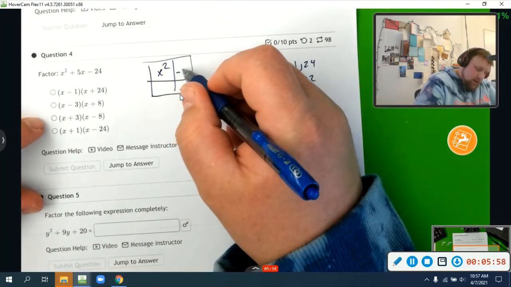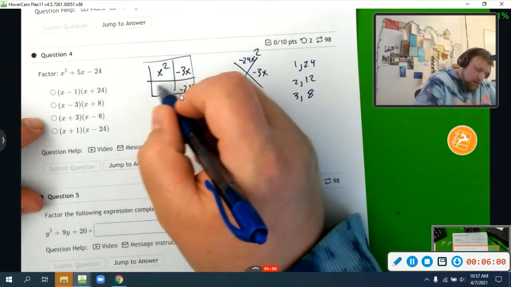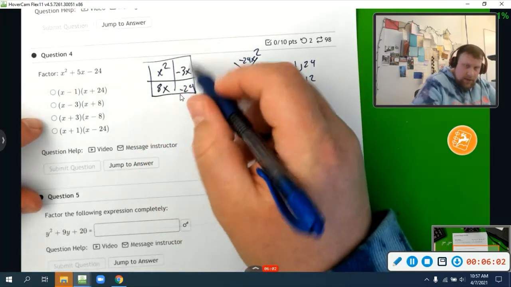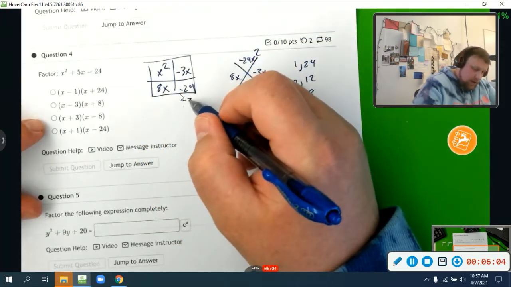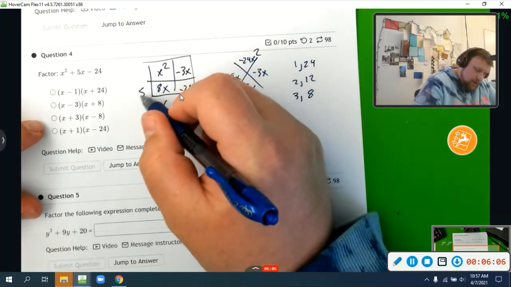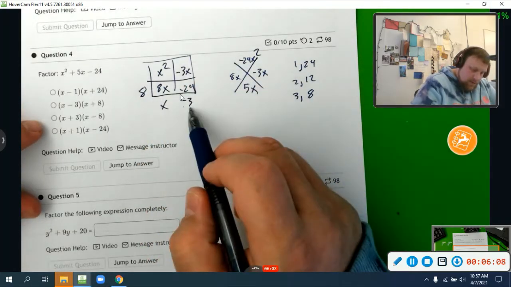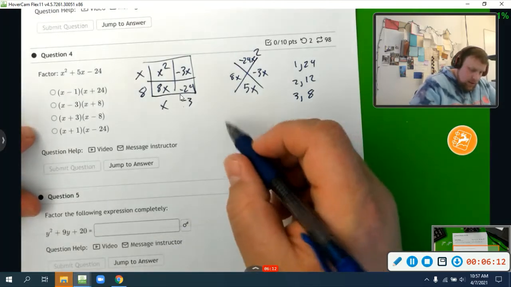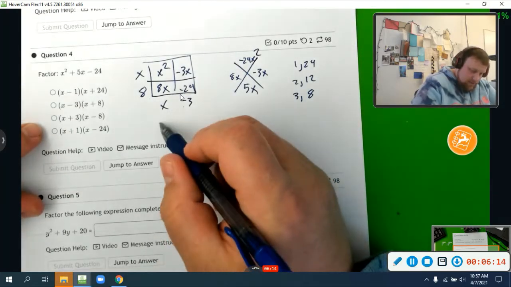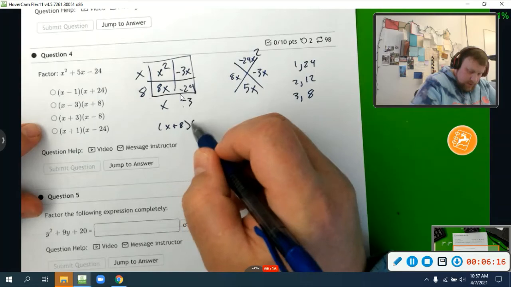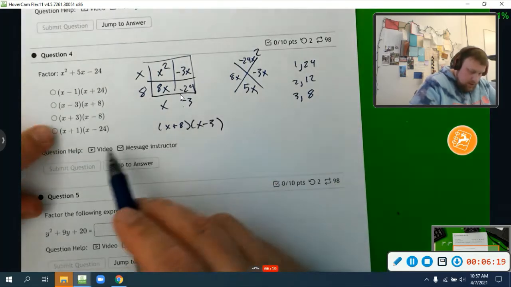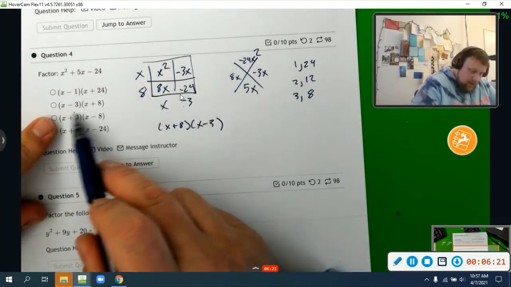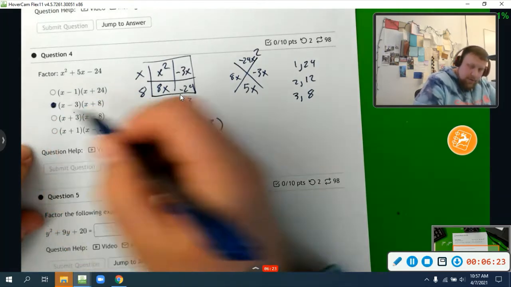So I'm going to put negative 3x right here and 8x down here. I just like to line up my negatives if I can. Pull out a negative 3x, 8 times that, which works because 8 times negative 3 is negative 24. x times x is x squared. And I'm left with x plus 8 times x minus 3. Or, in this case, they have it in a different order, but yeah, there I go. Boom, I would pick that one.